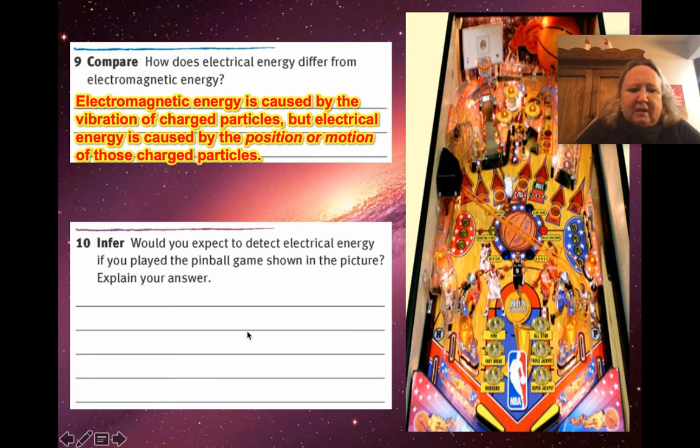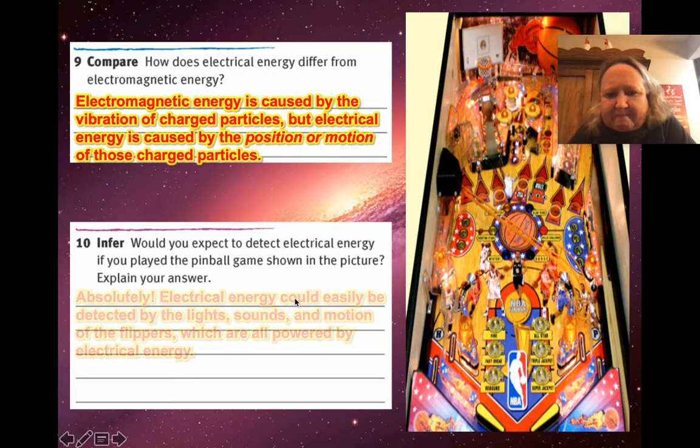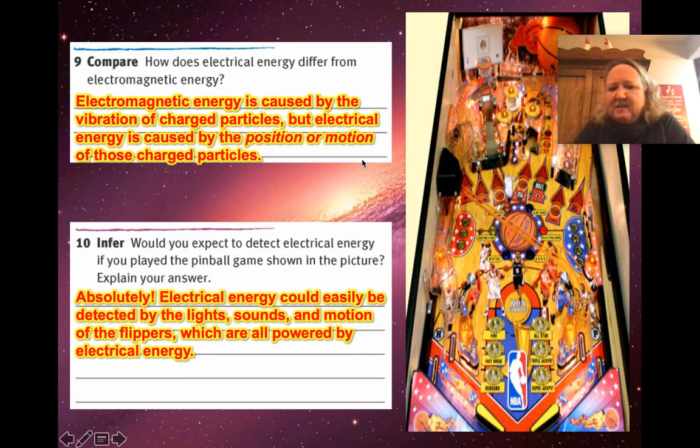All right, let's look at number 10 here. Would you expect to detect electrical energy if you played the pinball game shown in the picture? So if you were playing this pinball game, do you think there is electrical energy? Well, absolutely, as it says. Electrical energy can be detected by the lights, by the sounds, by the motion. All of that's powered by electrical energy.